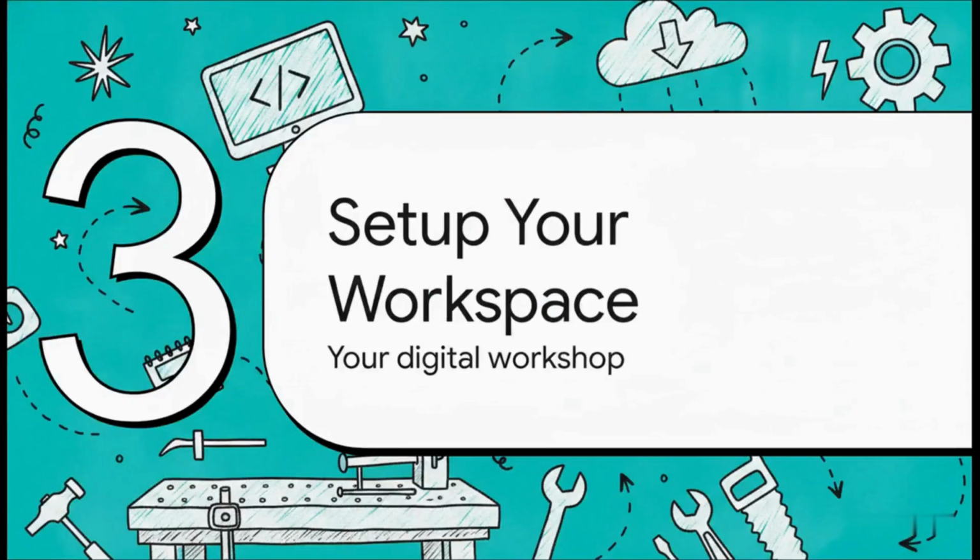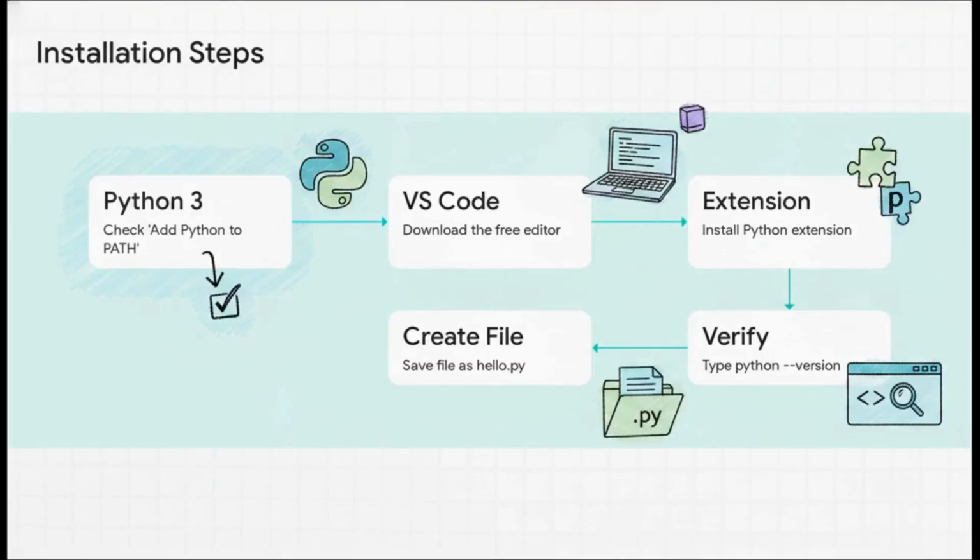All right, Section 3, setting up your workspace, or as I like to call it, building your digital workshop. Now, please don't let tool installations stress you out. Here is your fast, totally painless 5-step workshop setup. First, download Python 3. Now, this is absolutely crucial. During the Windows install, you must check the box that says Add Python to Path so your computer's terminal can actually find it. Second, download VS Code, which is our fantastic, completely free editor.